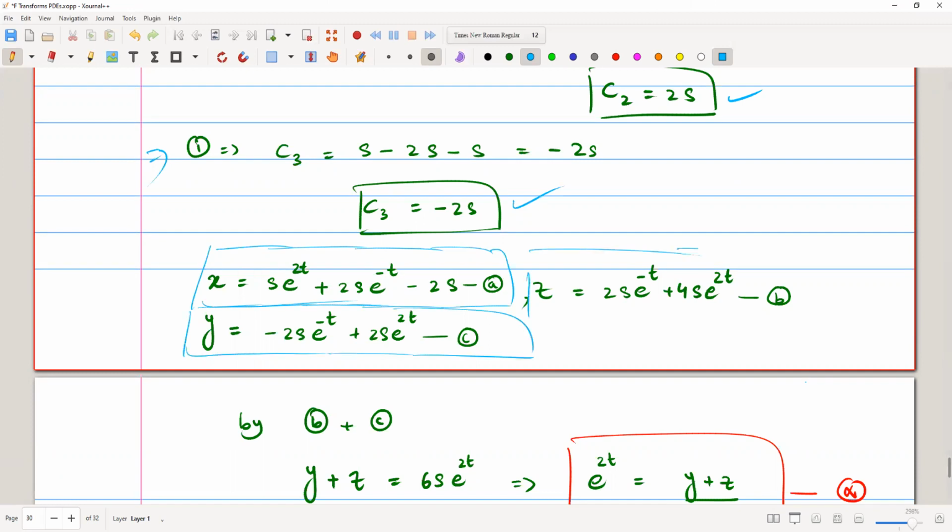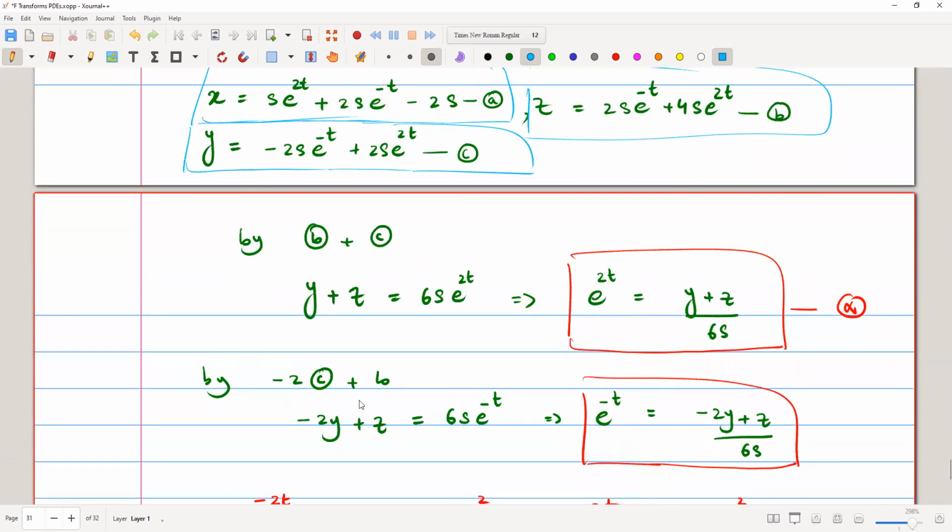So what we will do here, we will simply do some algebraic manipulation. Let's call these equations A, B, and C. By adding B plus C, that is y plus z, this 2s and this negative 2s e to the power negative t will cancel out, and we're left with 6s e to the power 2t. So we can write e to the power 2t equals (y plus z) over 6s.